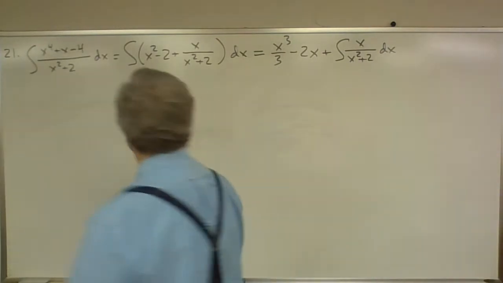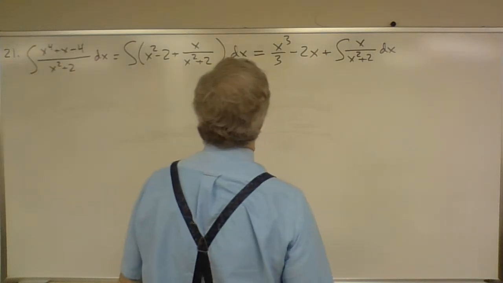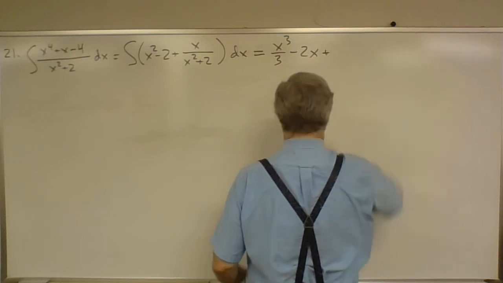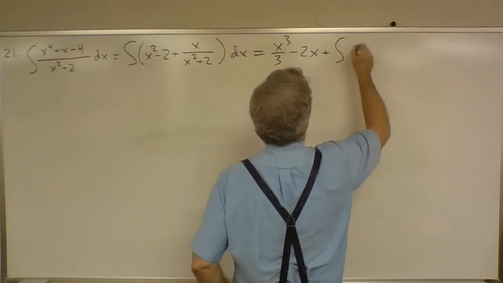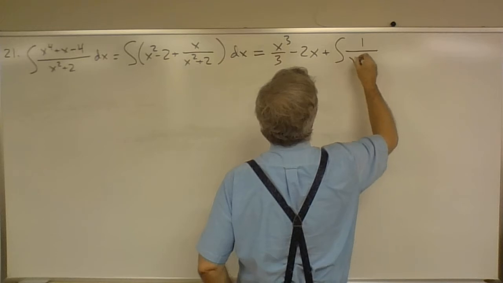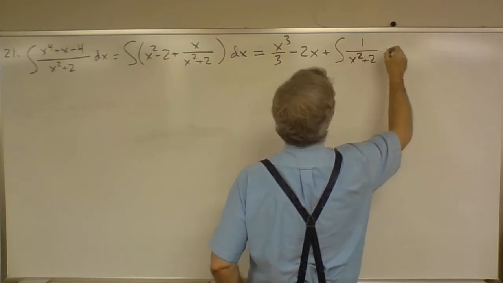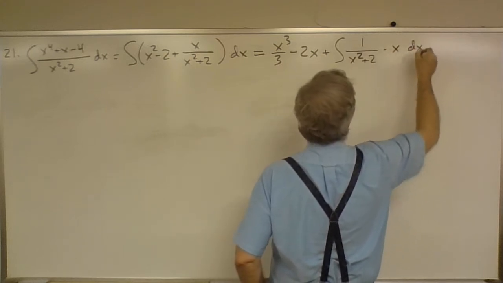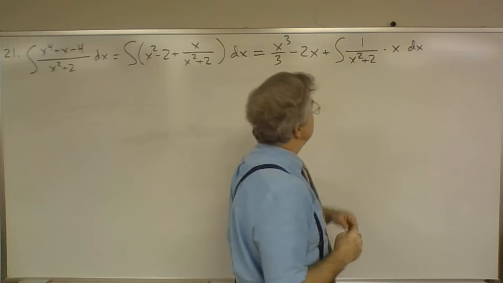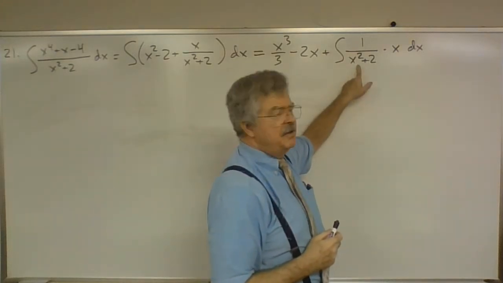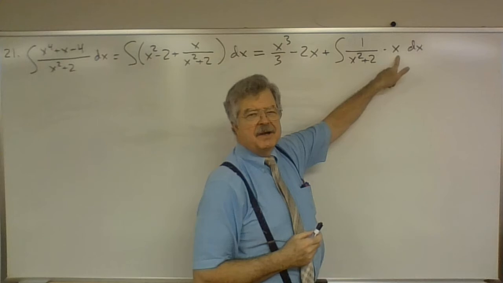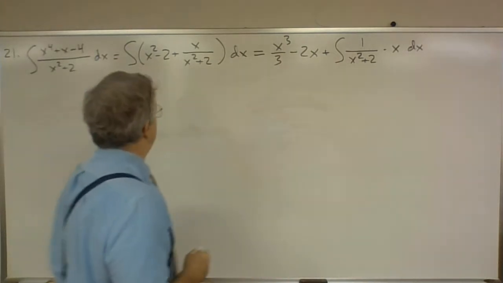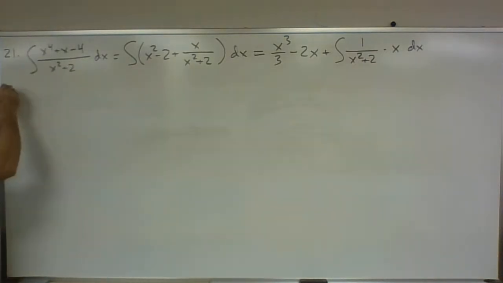So let me rewrite this again. I'll rewrite this as 1 over x squared plus 2 times x dx. And I'm thinking this is going to be 1 over u, and this is going to be a constant multiple of du. That's what I'm thinking. So let's just go through the 5-step process.